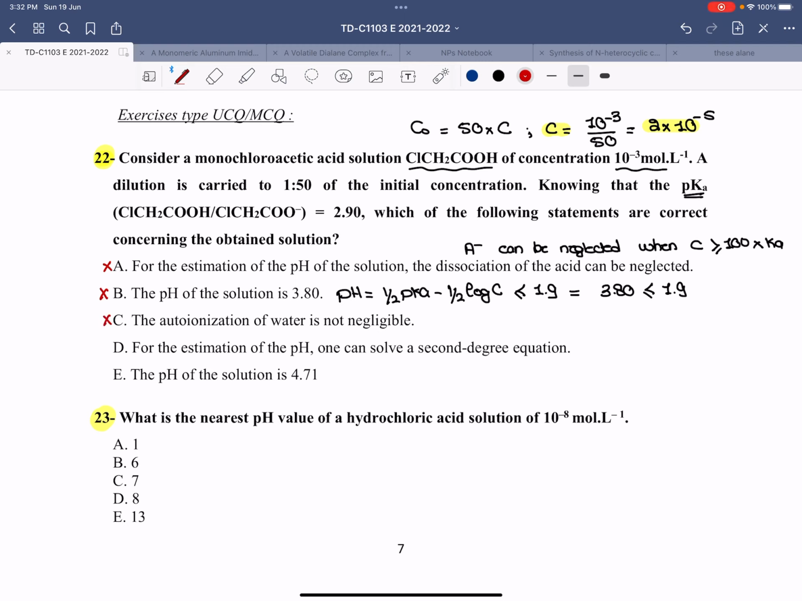For the estimation of the pH, it is necessary to solve a second degree equation. Well, as long as this is incorrect, then yes, you do have to solve a second degree quadratic equation. The pH is 4.71. You have to solve the quadratic. Okay, so basically just solve the quadratic. You get the value of H3O plus, and from the value of H3O plus, you find the pH. Very easily.